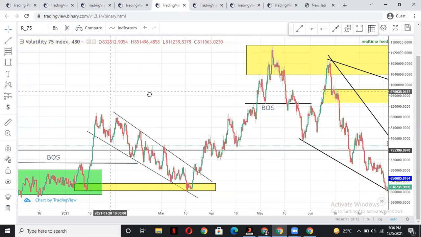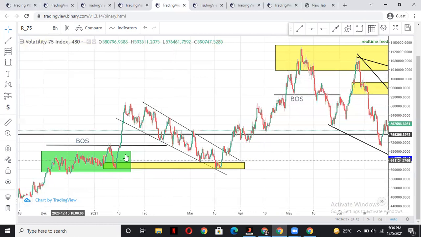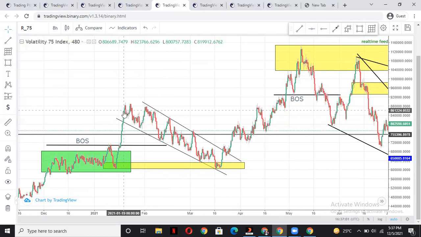Okay. Now, looking at it closely, look at what happened here. We have a range, then we have a break of structure to the upside. Look at this strong move to the upside. Price was buying profusely for days on this 8 hours time frame, and that's what happened here.